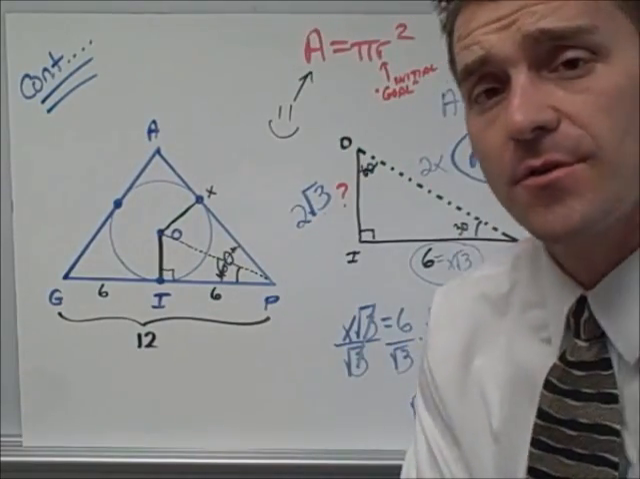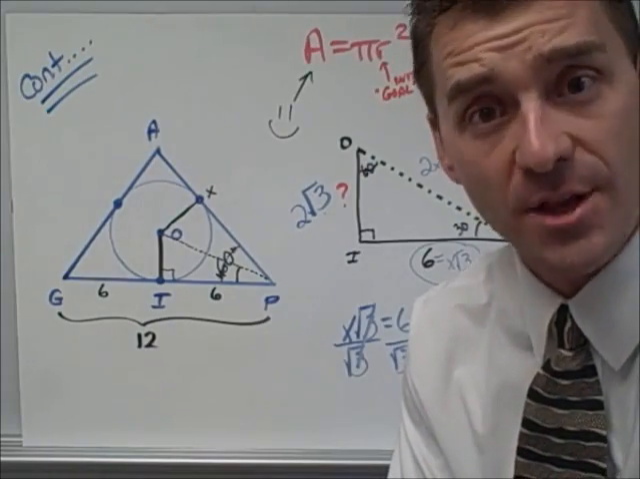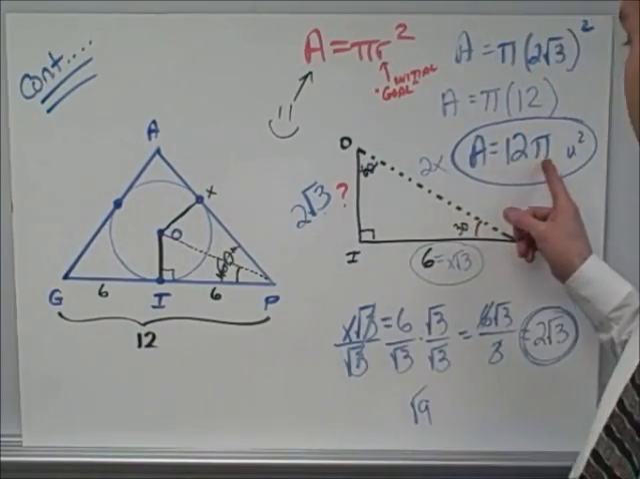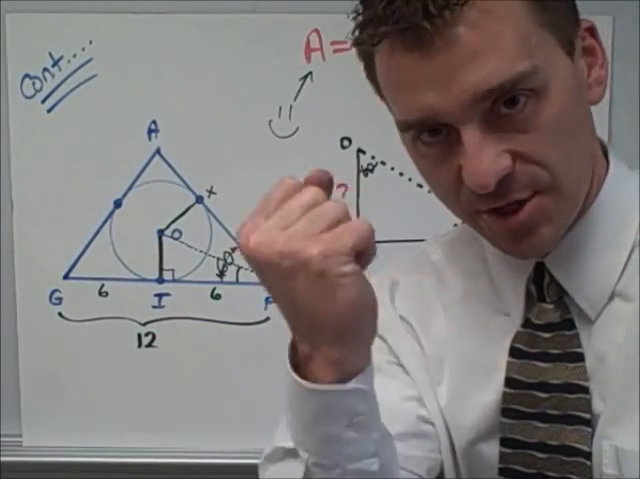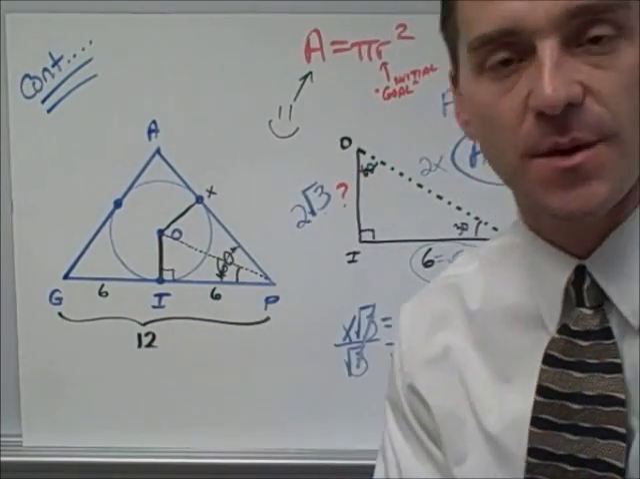If the directions said to the nearest tenth, well, then you would actually take 12 times 3.14 and get your decimal, and then that's your answer. But the directions here did not specify, so you don't do it.